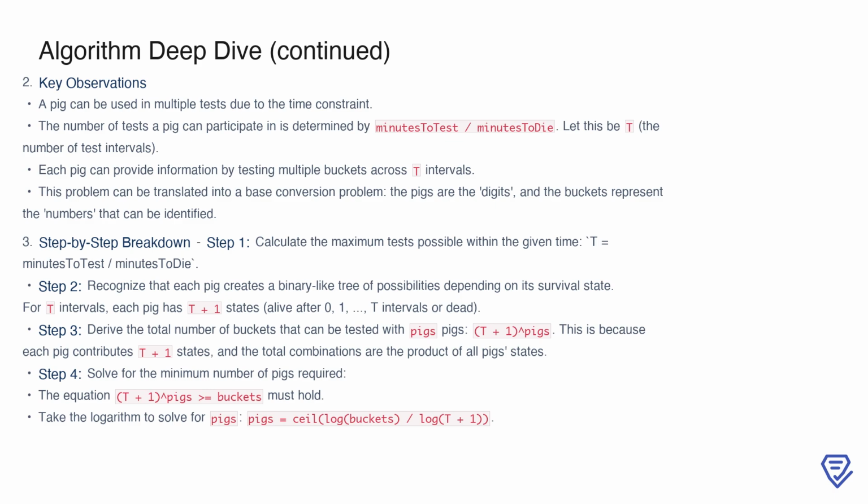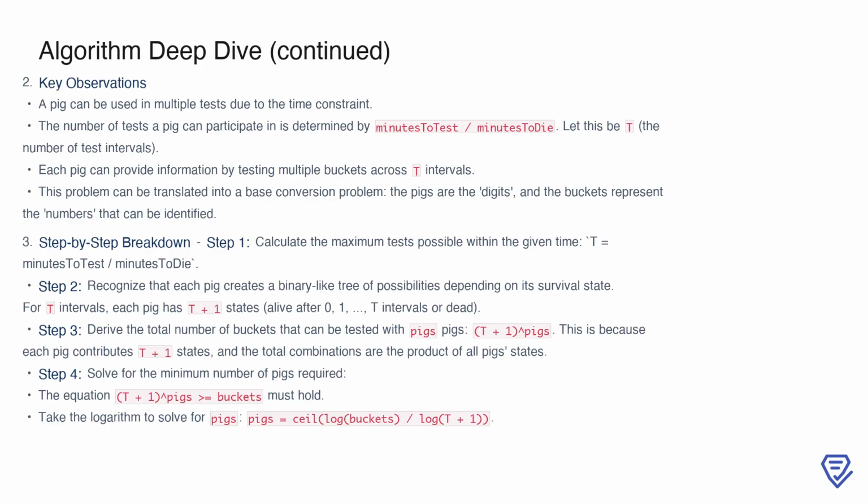Interestingly, this problem can be reframed as a base conversion problem, where the pigs represent digits and the buckets correspond to numbers that need to be identified. To break it down further, we start by calculating t, the maximum number of tests possible within the available time. Each pig essentially has t plus 1 states, representing the intervals after which it is alive or dead.